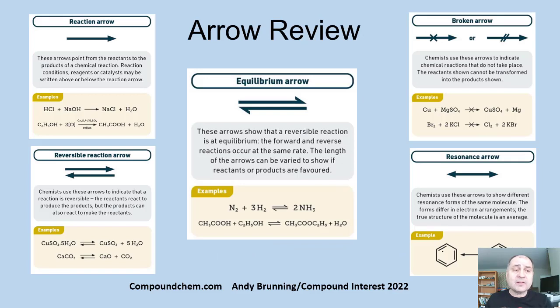Okay, so let's review these different kinds of arrows. So this is the one we're most familiar with. Those are reactions that are not reversible. They go to completion and then they're done. Those are usually thermodynamically favorable. They can be reversed, but not naturally or not on its own. You have to stick some sort of energy in.